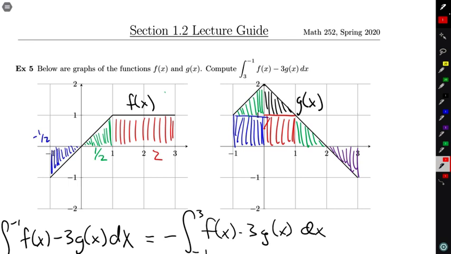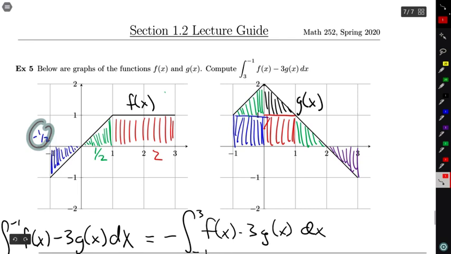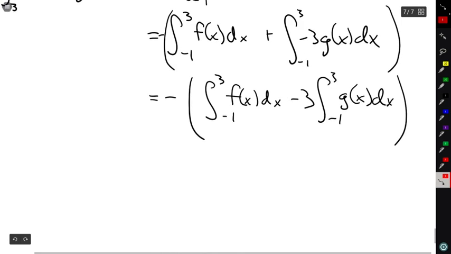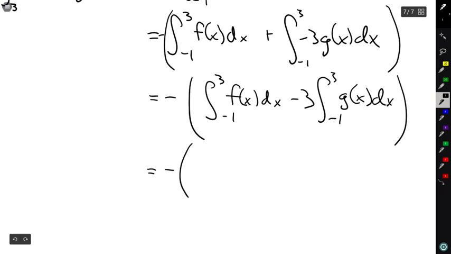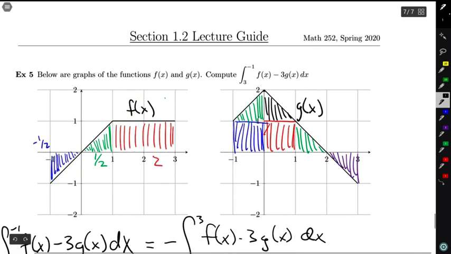So for this integral of f of x from minus 1 to 3, we add up the blue and the green and the red, and we get 2 for the integral of f of x. So going back to our formula here, we've got minus, this integral we just determined to be 2, minus 3 times something. The integral of g of x, we need to compute some areas here.